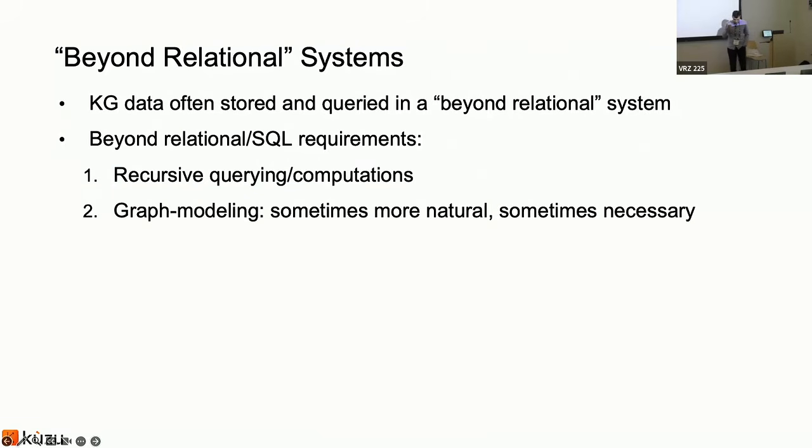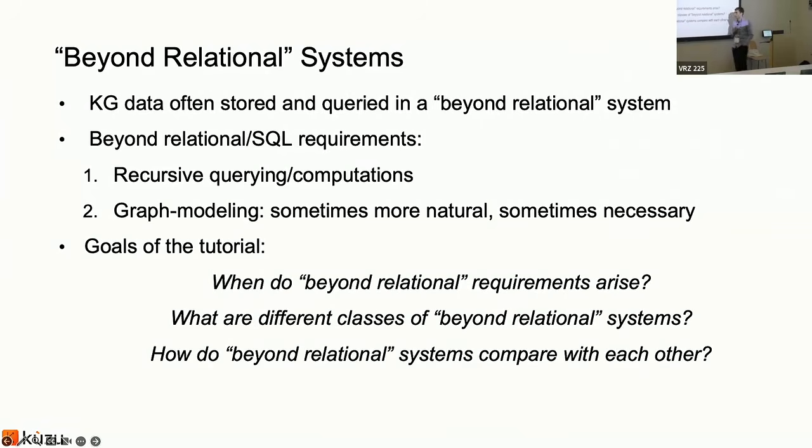And the second is that sometimes some kind of graph-based modeling or object-oriented modeling is necessary. And that's why these applications go that way. So this is the key motivation for what drives people to use some of these beyond relational systems for what they refer to as their knowledge graph applications.